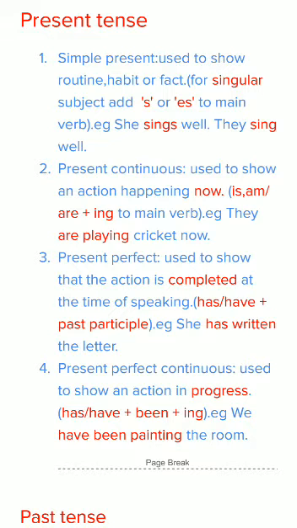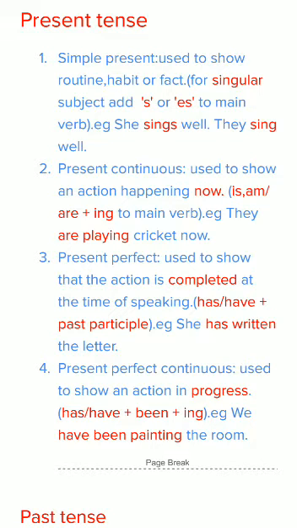Example, they are playing cricket now. Since the subject they is plural, here the helping verb are is used and ing is added to the verb play. When we add ing to a verb, it shows that the action is going on. It is not yet over.